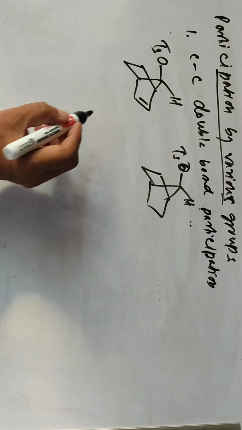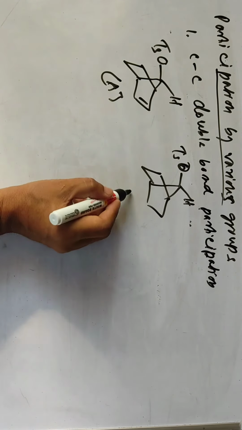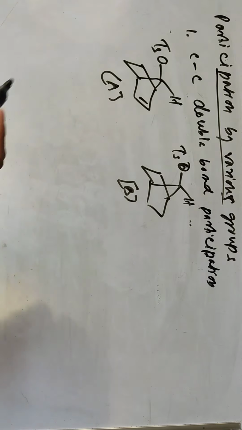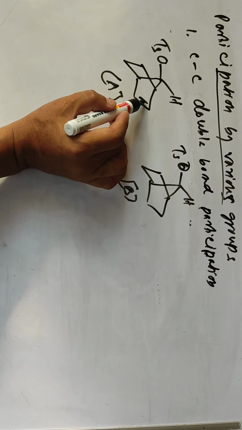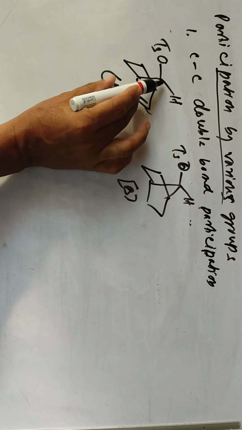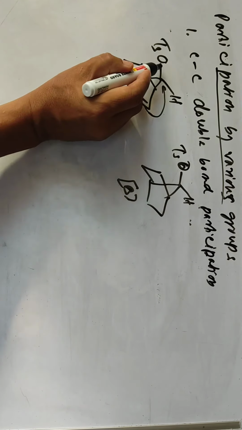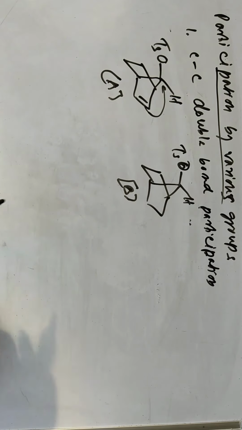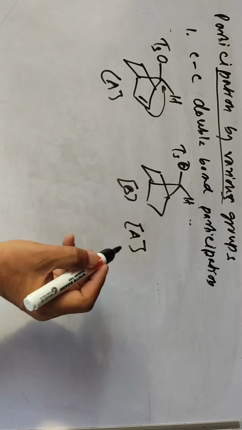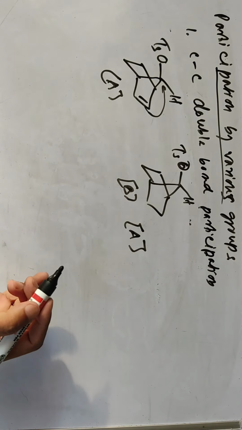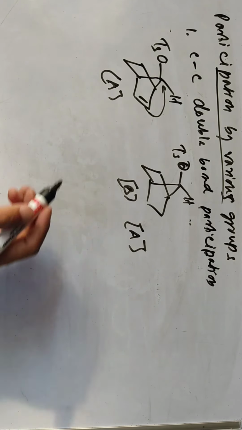Non-classical carbocation. Okay, this is A and B. Here A is much faster compared to B. So here association of the leaving group takes place, then the double bond can participate this way. So here in A, pi bond participation takes place. This is the solvolysis of A.